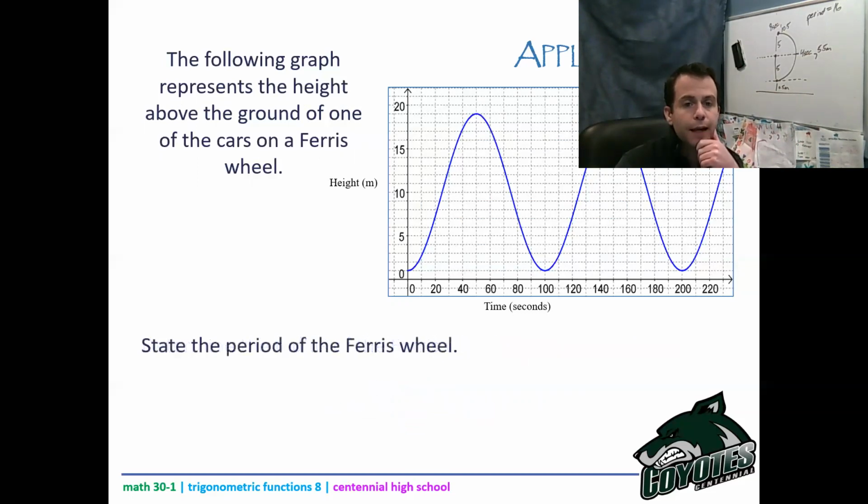Okay, then state the period of the Ferris wheel. Well, I can actually see that right off the graph. The period's 100 seconds because I start at this minimum here and then I go to this minimum here. So total period would be 100 seconds.